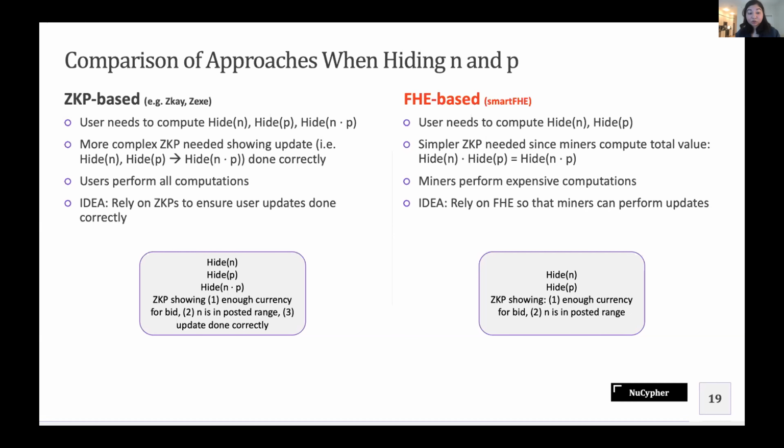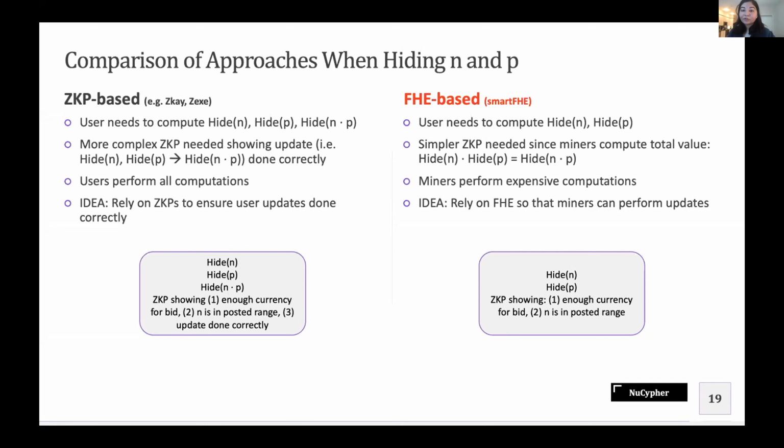They are going to need to produce a more complex zero knowledge proof showing that they've done this update on the encrypted or committed values correctly, because there is no multiplicative relation between the ciphertexts. And the idea is that the user performs all computations. As we stated earlier, we want to rely on zero knowledge proofs to ensure that updates were in fact done correctly. So on the bottom left, you can get a snapshot of all the pieces of information that a user might need to provide to participate in a sealed bid auction.